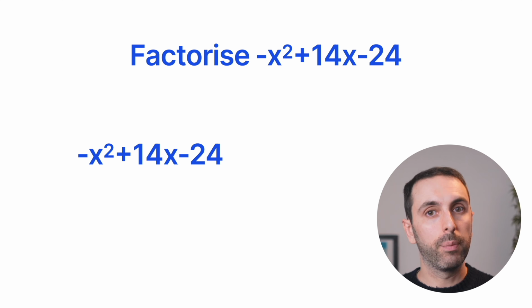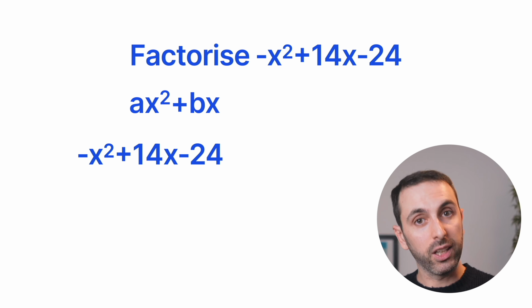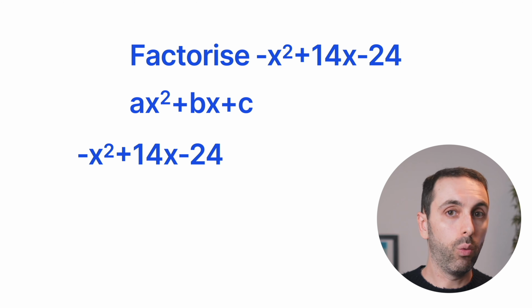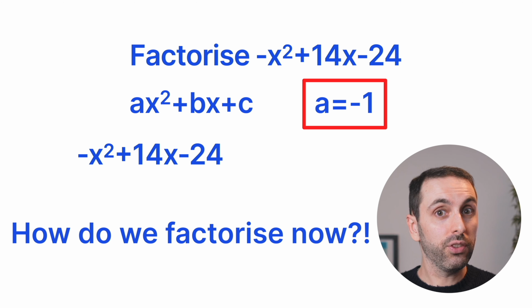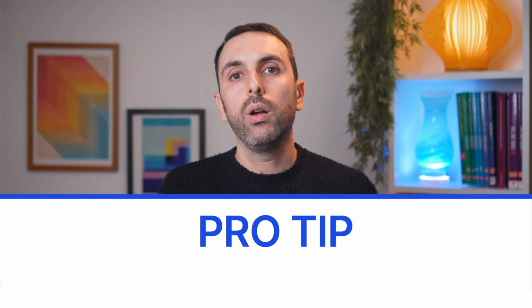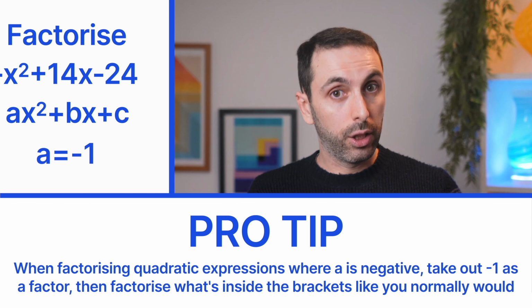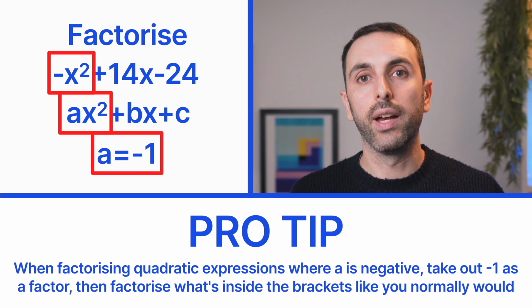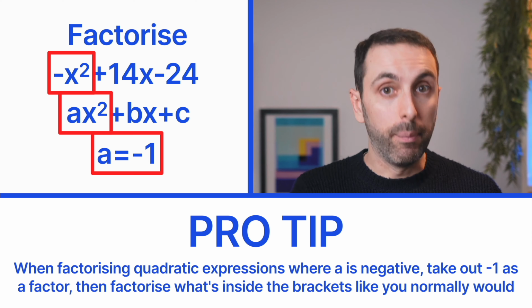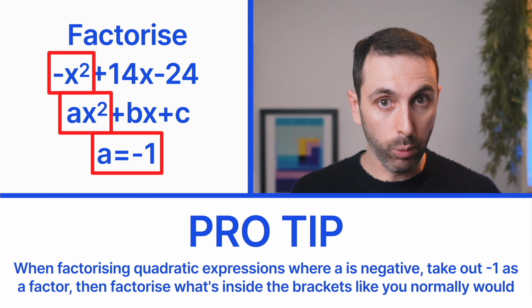With our final question, notice that this time when comparing to the form ax squared plus bx plus c, the value of a is not 1, but it's negative. Specifically, it's minus 1. So what should we do this time? Here's a tip. Whenever you're factorizing quadratics and the coefficient of x squared is negative, take out minus 1 as a factor, then factorize what remains inside the brackets like you normally would.